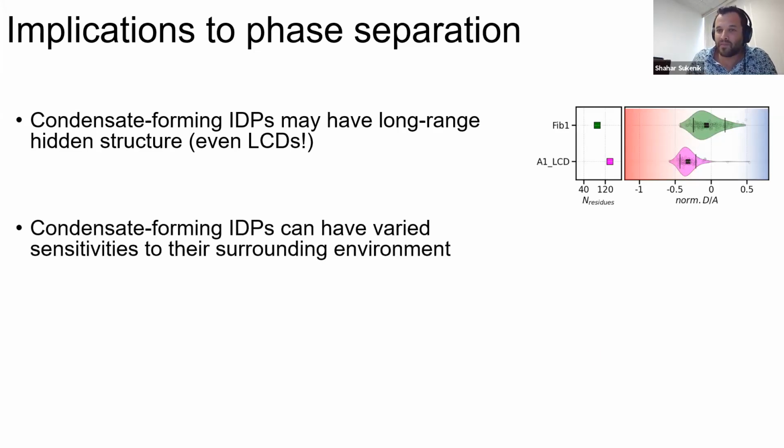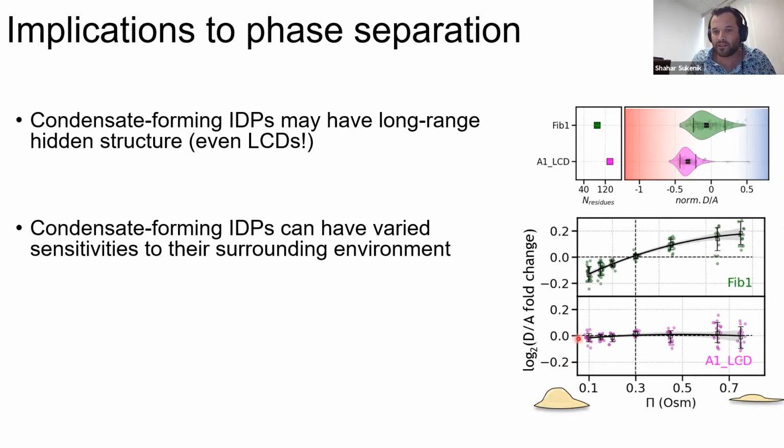Not only that, these condensate-forming IDPs can have a wide variety of sensitivities to their surrounding environments. And these two sequences happen to show this beautifully, where A1 LCD is extremely, so this is an outlying insensitivity to changes in cell volume, whereas Fib1 has an outlying sensitivity to this. Not only that, Fib1 acts completely opposite of what we expect from crowding, right? As the crowding decreases, the sequence compacts. As the crowding increases, the sequence expands. So this is really fascinating stuff, and we're trying to correlate this now with the CSAT and other parameters in phase separation of these two proteins.